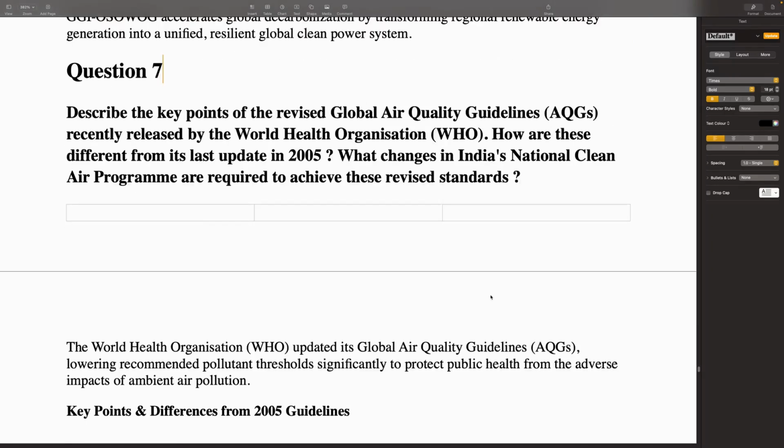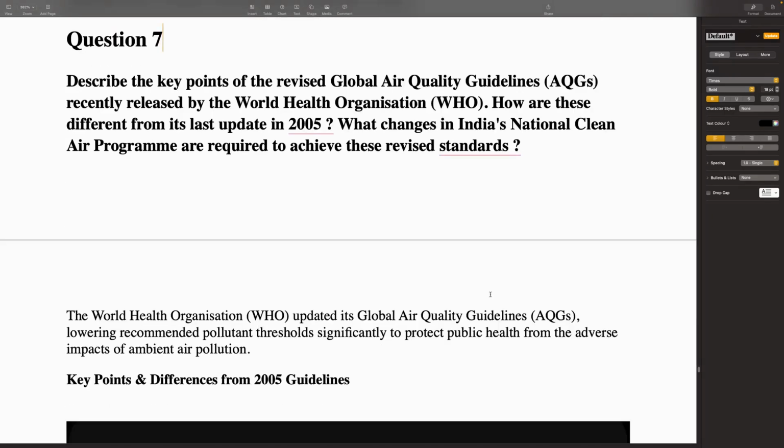Question 7: describe the key points of the revised global air quality guidelines recently released by the World Health Organization. How are these different from its last update in 2005? What changes in India's National Clean Air Program are required to achieve these revised standards?